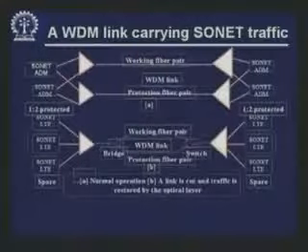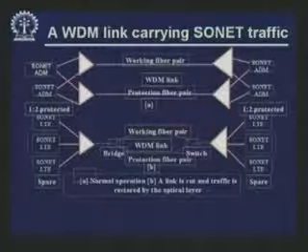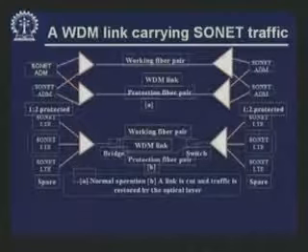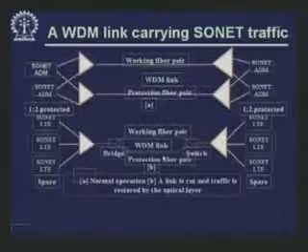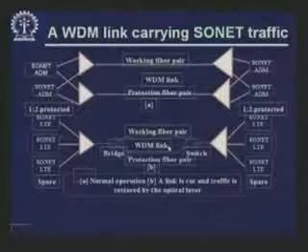So we have a working fiber pair over there and a protection fiber pair through these WDM links. Now look at this 1:2 protected scheme. What is happening is that there may be one protection fiber pair, and through the working fiber there may be multiple virtual links going through, using different wavelengths.